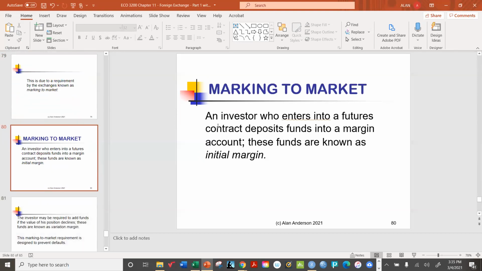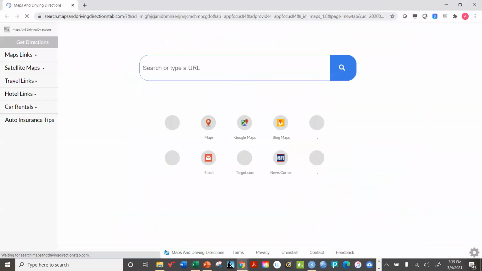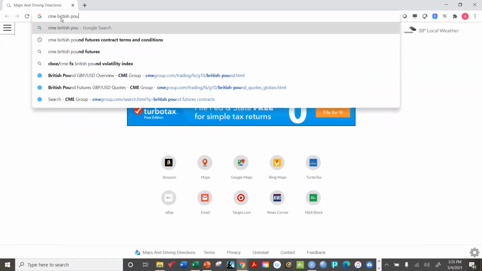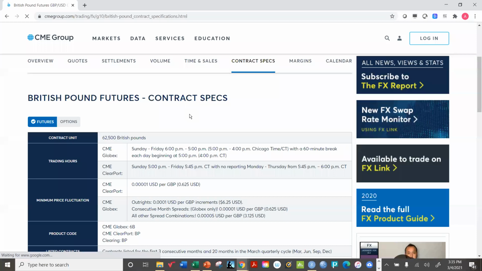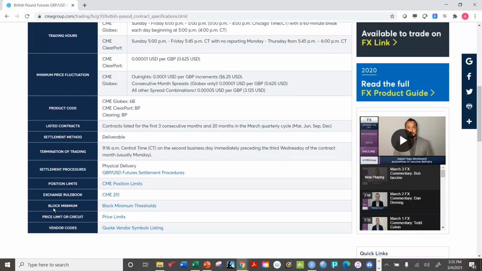And so you have to put money into your account, which is called a margin account. And the money you put up initially is called initial margin. All right, initial margin. Now, let's go back to the Chicago Mercantile Exchange. It probably mentioned how much margin there was for each contract. Let's take a look at the British pound contract. So here they're telling us that the contract is for 62,500 pounds. And let's see, where's the margin requirement?